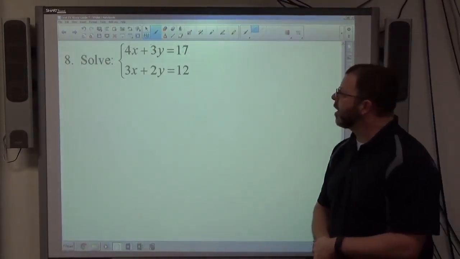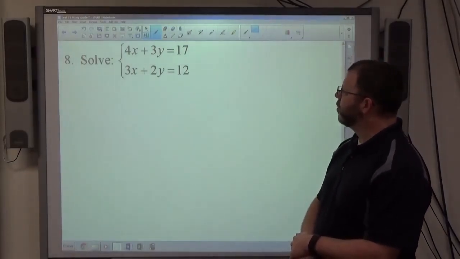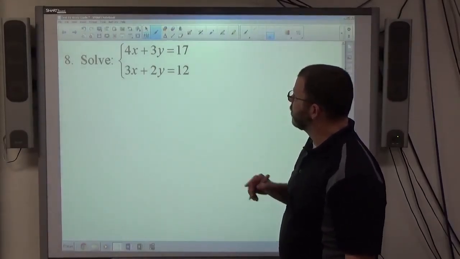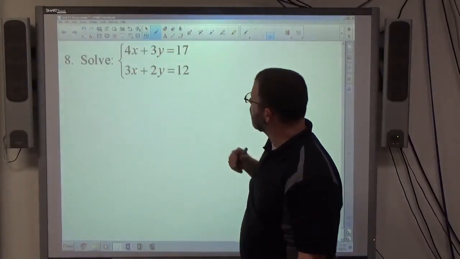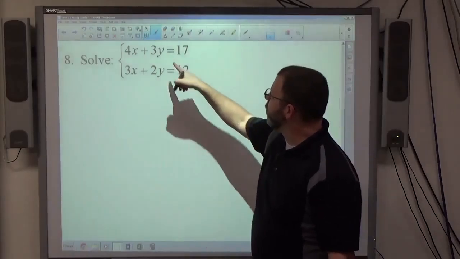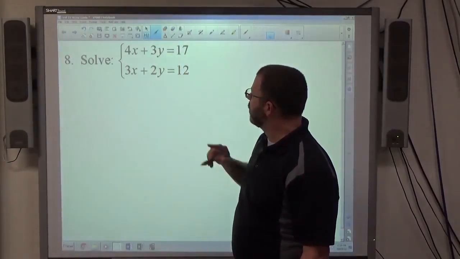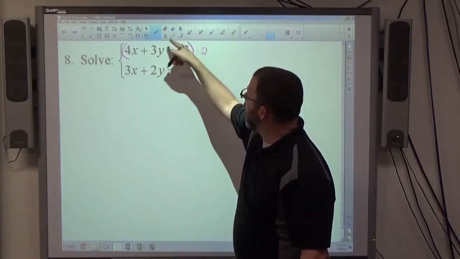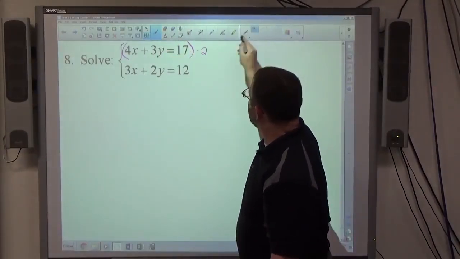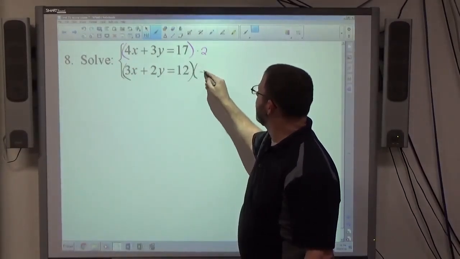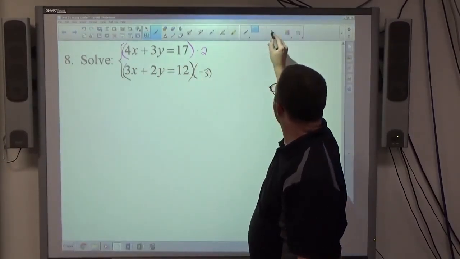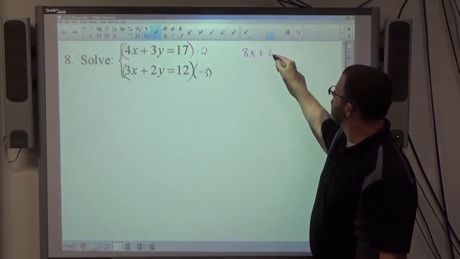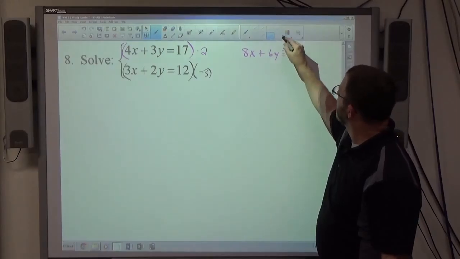Number 8, 4x plus 3y equals 17, 3x plus 2y equals 12. Elimination is the best setup for this since the structure is x, y equals number for both equations. I'm going to get rid of y because I can make both of those equal 6 pretty easily. One has to be negative. I'll take the top equation times a positive 2, which will make a positive 6y. That means I have to take the bottom equation times a negative 3 to make a negative 6y. If I do the purple multiplication first on top, I'm going to get 8x plus 6y is equal to 34.